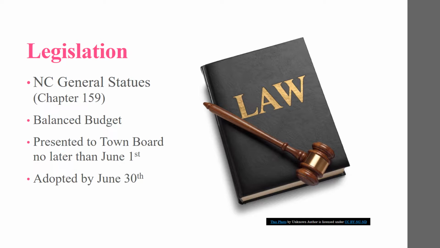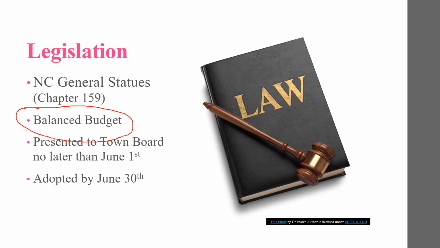Municipal budgets are governed by North Carolina General Statute, Chapter 159. The statute requires a balanced budget, which means the town's expenses cannot be more than their income or revenue. Now that makes pretty much sense, right? You can't spend more than what you got. But this is a very important concept that I want you to remember later on because it really impacts how we as a town are going to fund the projects and things that we need.